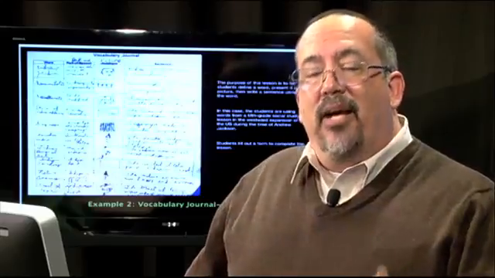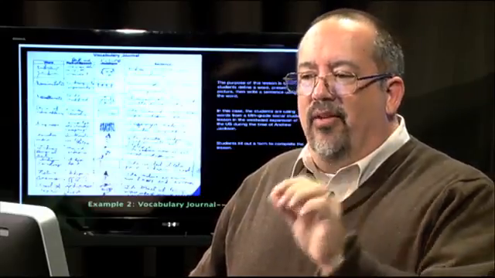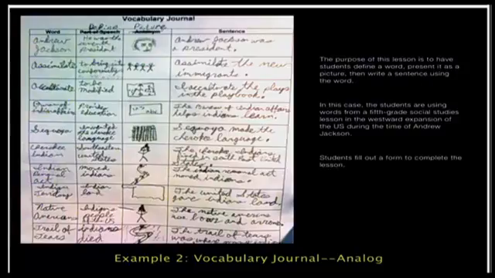Then they had to draw a picture of what that word meant. So for instance, Andrew Jackson, he was the 7th president, and then the student actually, as you can see up there at the very top, drew a picture of Andrew Jackson, and then they had to use that in a sentence. Andrew Jackson was a president. Okay, so we've got the definition, we've got the word, we've got a picture, and then we've got a sentence. So this is a vocabulary journal. This is a very typical type of assignment.